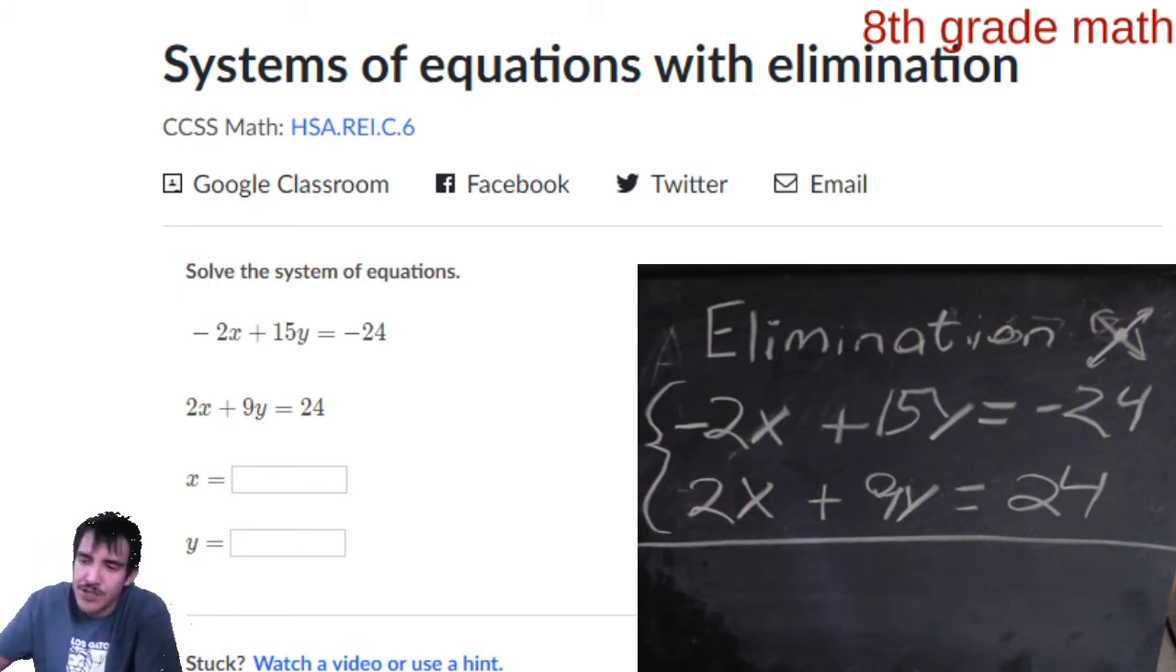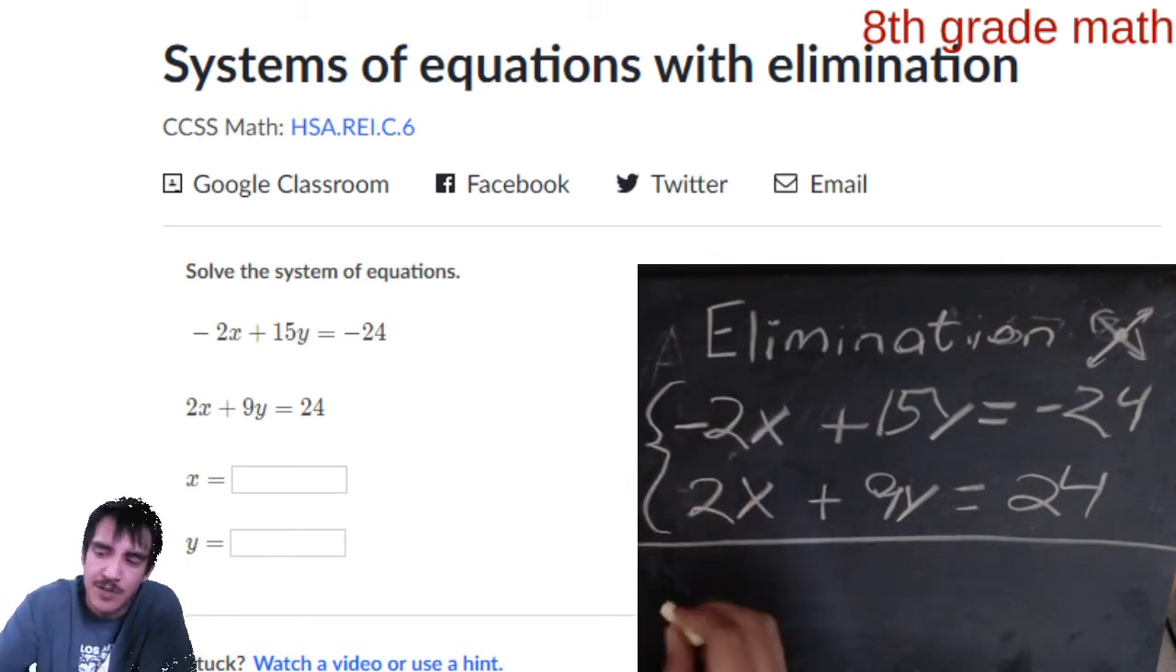Okay, so these are opposites, so let's add them. Negative 2x plus 2x equals 0.